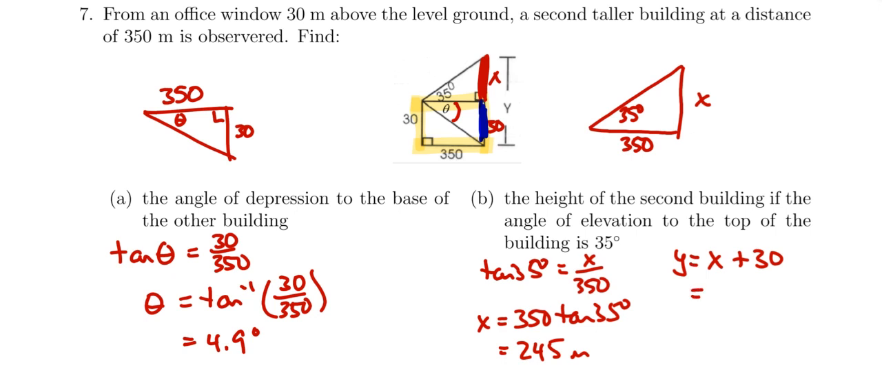So I'm just going to go to my calculator. I'm going to use that number that I just calculated, and I will add 30 to it. And I get that the height of the second building is going to be 275.1 meters. We'll leave it to the nearest tenth. And there you go.